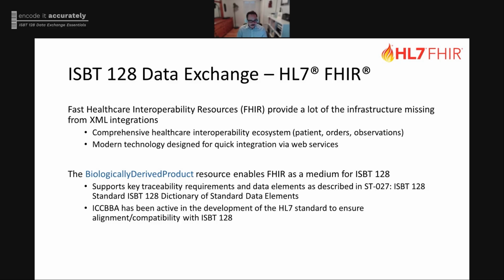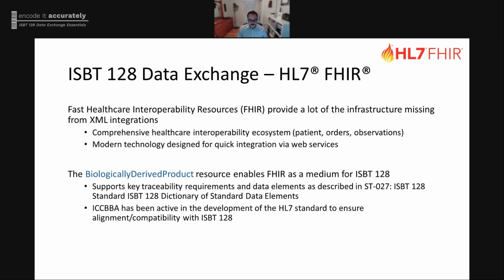For ISBT 128, FHIR uses resources like the biologically derived product and its profile for medical products of human origin, as well as additional resources like the biologically derived product dispense. All of this content lets us represent the same traceability data we saw earlier, but now inside a broader healthcare ecosystem that has patients, that has orders, deliveries, consignments, and more. FHIR enables comprehensive data exchange about MPHO, but also extends the availability of that information into other healthcare scenarios.